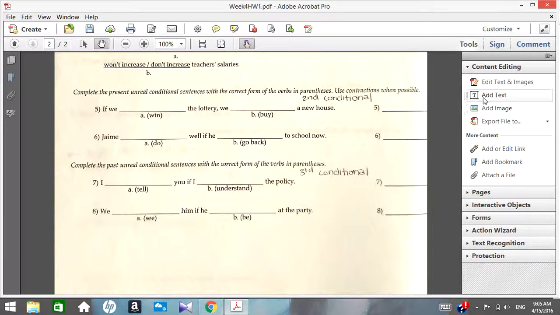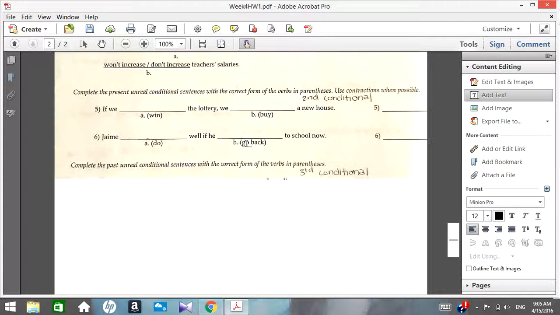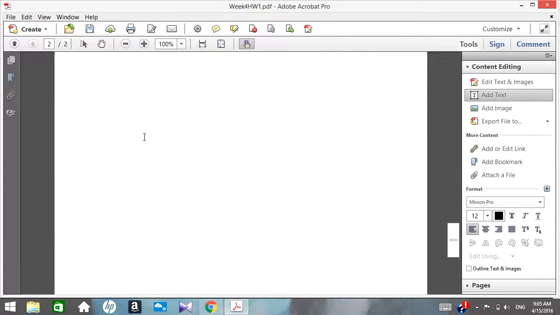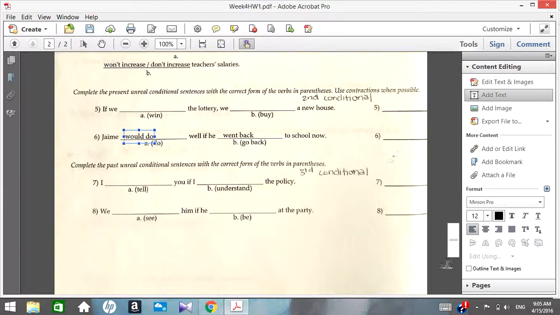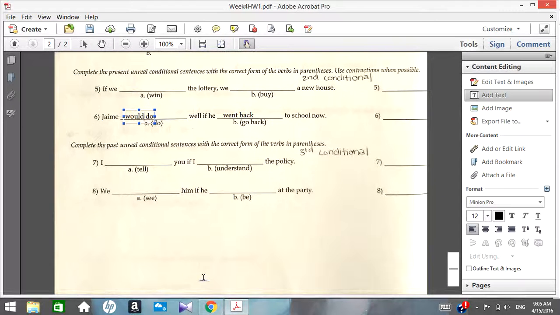Jaime, let me see if I can add the text here. Jaime would do well if he... So what's the past tense of go? Went back to school now. Oops, I'm sorry. Let's put this. Okay. And then the third conditional, which is the most difficult and the one that students have the most problems with.